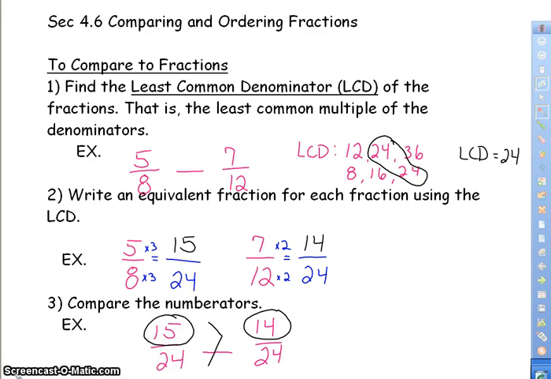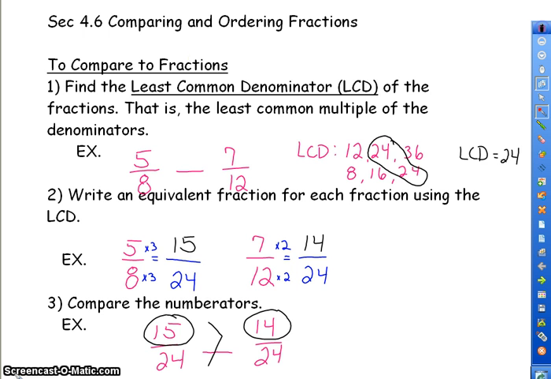Welcome to section 4.6, comparing and ordering fractions. So what I'm going to show you today is the correct way to compare fractions. And to compare fractions the correct way, we need to use the LCD, the least common denominator. So you find the least common denominator of the fractions first.